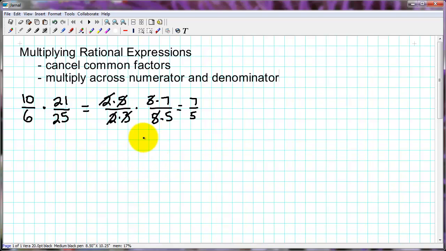So let's try a problem that has letters in it. So let's try a problem here. We have 16x cubed over 5y to the 9th times x to the 5th y to the 8th all over 80x cubed y.